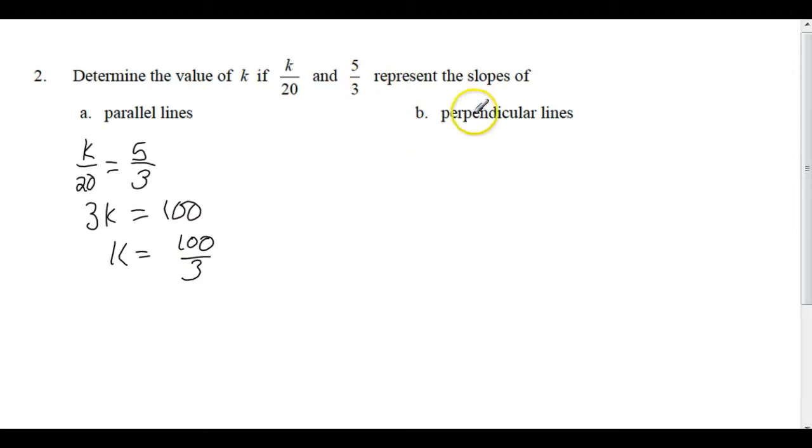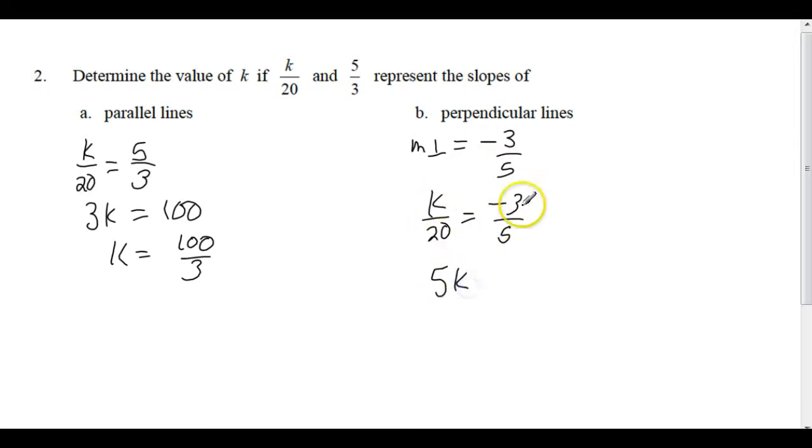What if they represent slopes of perpendicular lines? So the slope of a perpendicular line will be the negative reciprocal of the known slope, which is 5/3. So we know that this slope, k over 20, has to be equal to negative 3/5. So I'm going to put the negative up top, right? I can write it here or here. This way I get 5k, cross multiplying, equals negative 60. So k is negative 12. And that's number 2.